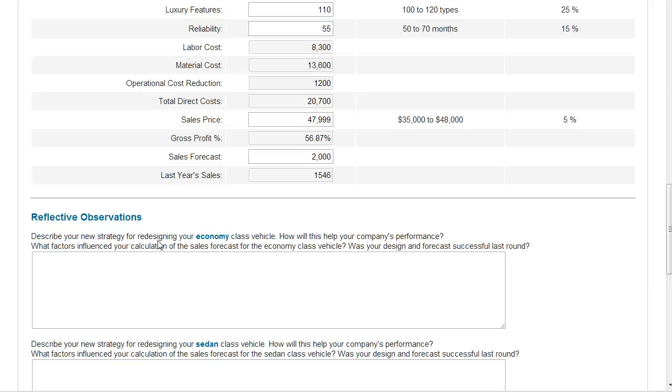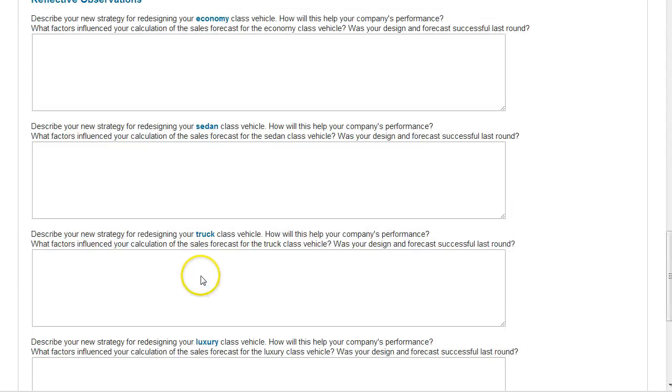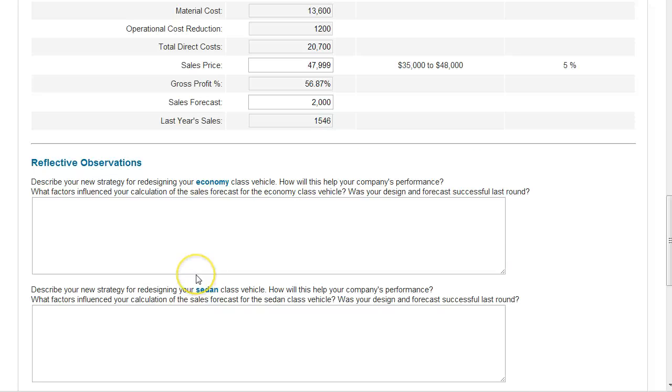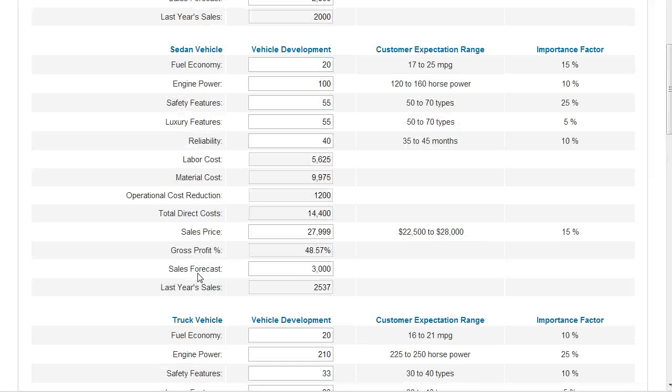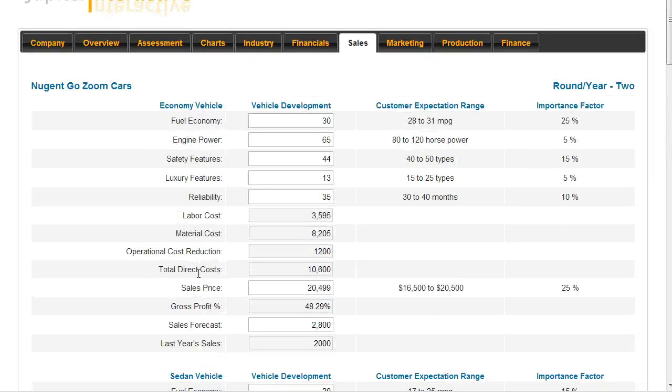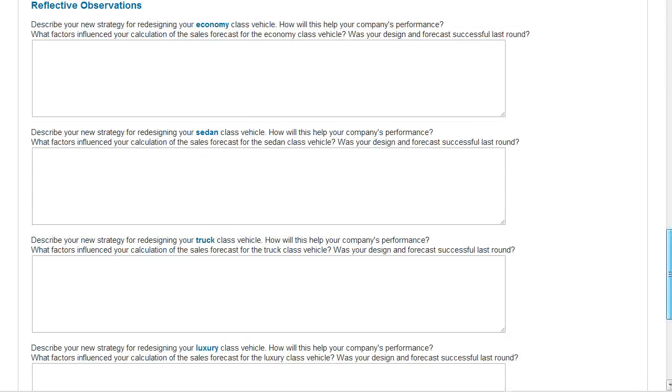And remember, I would like you to fill out these reflective observations. I'm not really counting them so much for round one, but for round two and moving forward, I want to get a better idea of what you're thinking and how you are reflecting upon the facts and the results of the game, so I get a better idea of what you're learning and what you know about the simulation. So if I do have to help you on an individual level, I have a better idea of what your thought process is. So everybody needs to fill out those reflective observations.